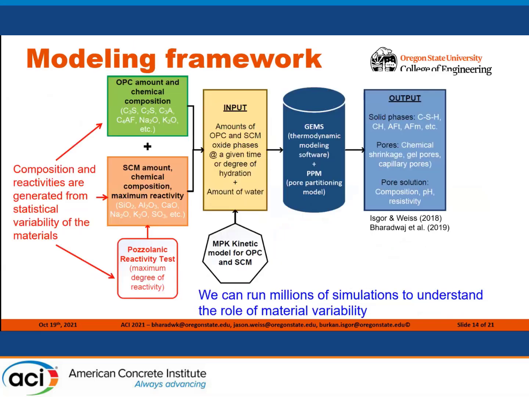So apart from the tangent, let's get back to the modeling framework, where the inputs are the chemical composition of the OPC, the amounts and chemical compositions of the SCM, as well as the reactivity of the SCM. We can randomly generate these compositions and reactivities from the statistical data from the literature using probability density functions. And with this framework, we can run millions of simulations to understand the role of the material variability.